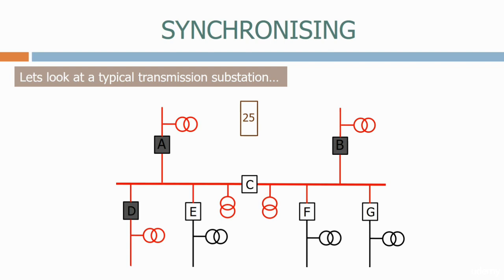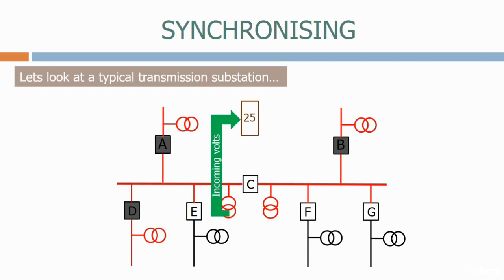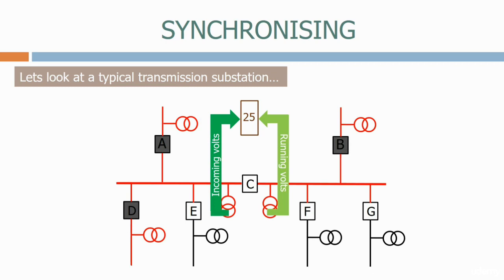Let's now close circuit breaker C. Try and guess which voltage transformers we need to use, and which will be the incoming and which will be the running volts. To be fair, which way round we have the incoming volts and running volts doesn't matter. In this case, we take the incoming volts from the voltage transformer on busbar number 1, and the running volts from the voltage transformer on busbar number 2.